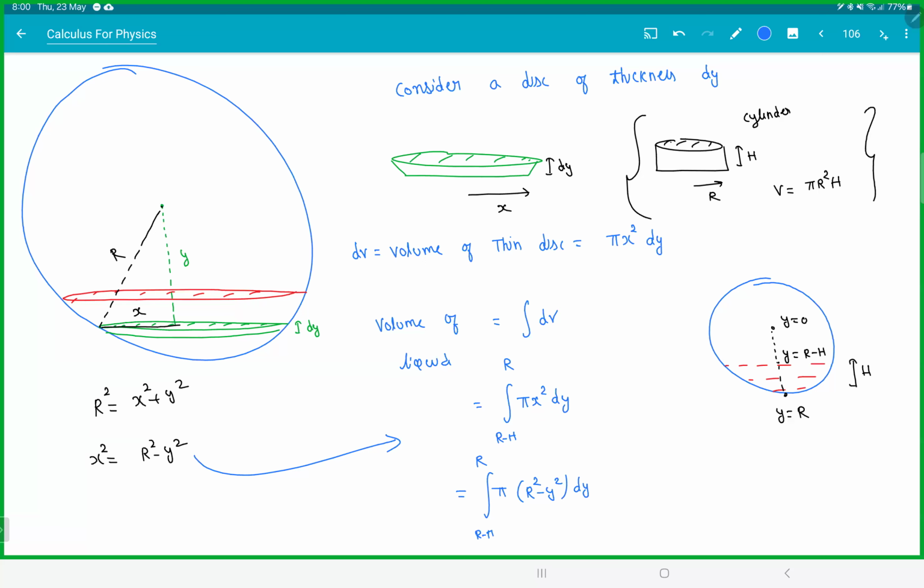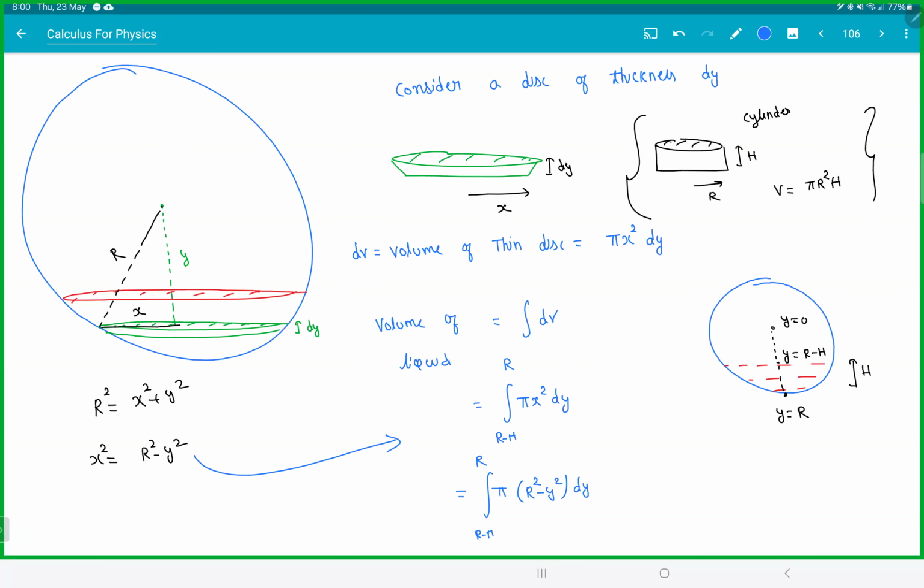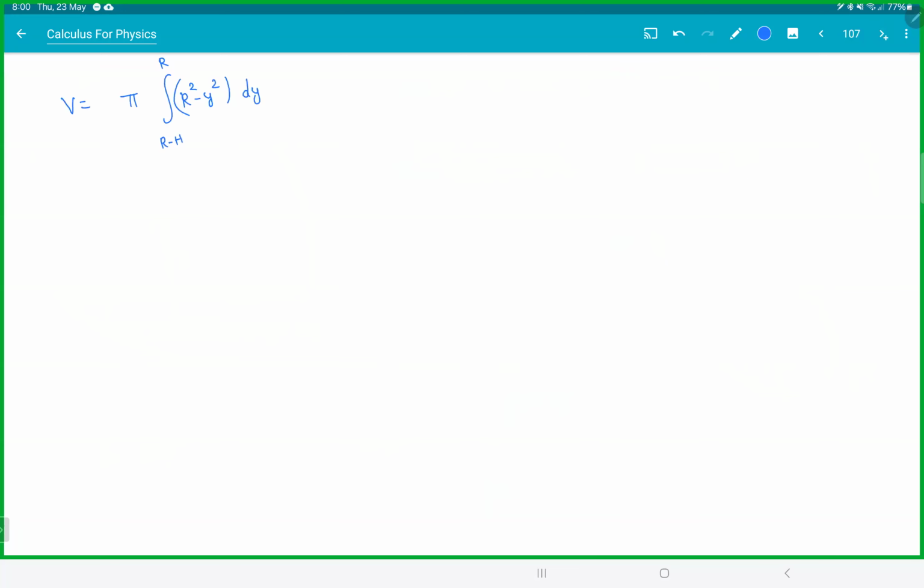Next thing. Now let's integrate this. Now integration is easy, but it's lengthy. So pi integral r square minus y square dy. The headache is the limits are not that neat. But okay. Maybe if I had taken y from the bottom, it wouldn't have made a difference. So let's integrate this. The integration is actually the easiest part. Integral r square integral dy minus integral y square dy. Limits will go from r minus h to r.